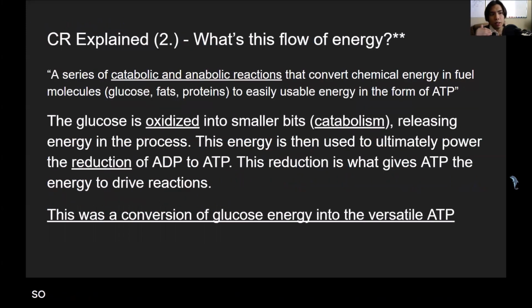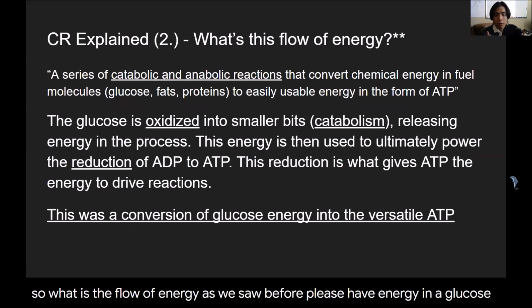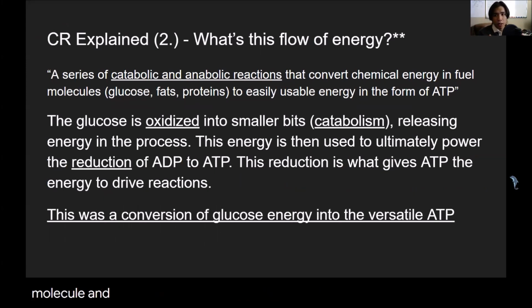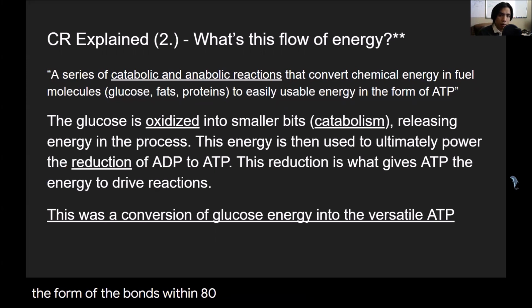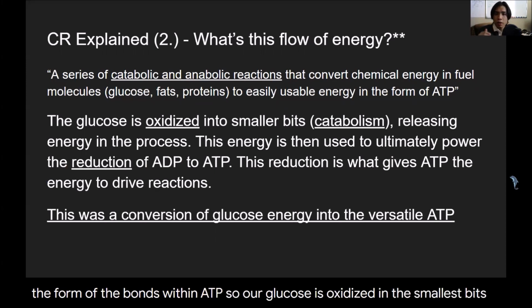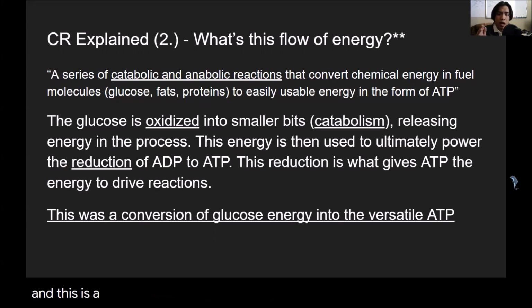So, what is the flow of energy? As we saw before, we used to have energy in a glucose molecule, and we'll just focus on that for now. And we ultimately ended up with energy in the form of the bonds within ATP. So our glucose is oxidized in the smallest bits. And this is a form of catabolism. It is a catabolic reaction.